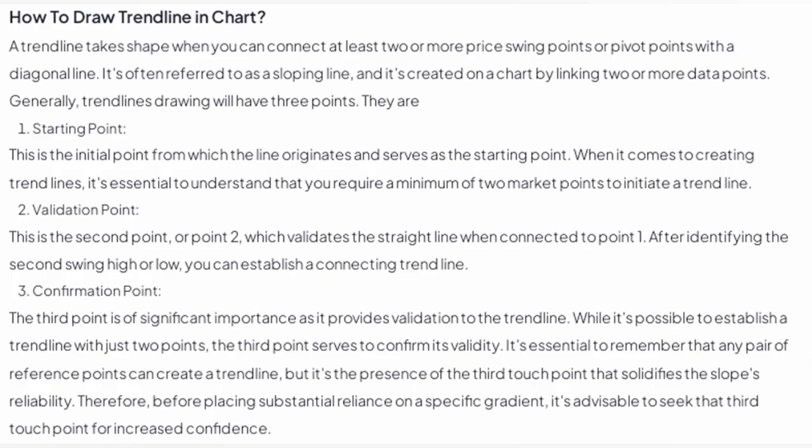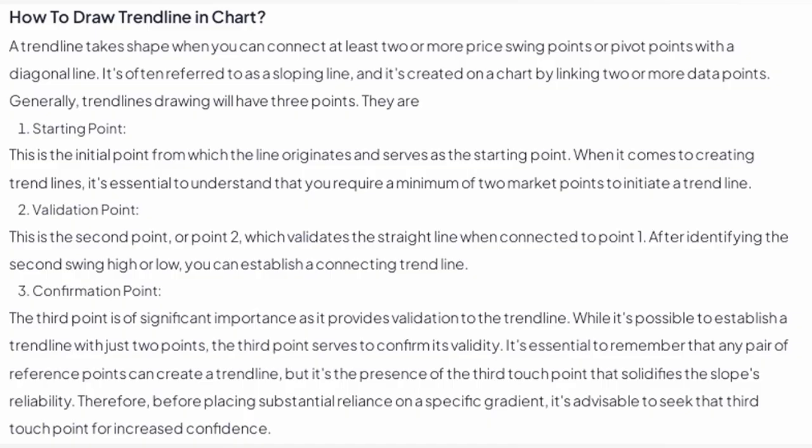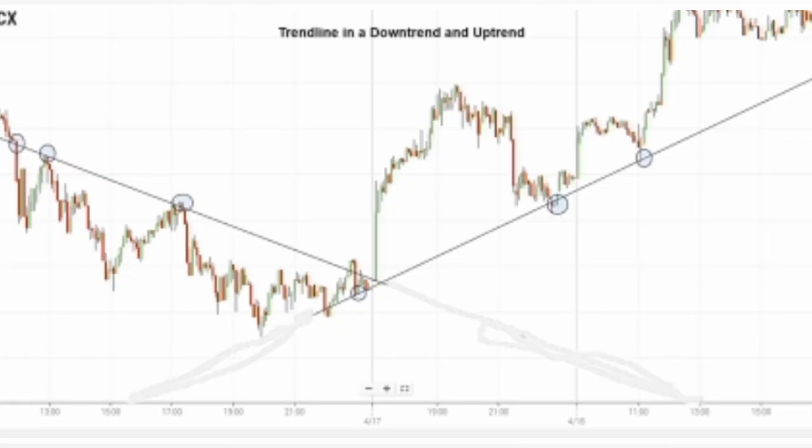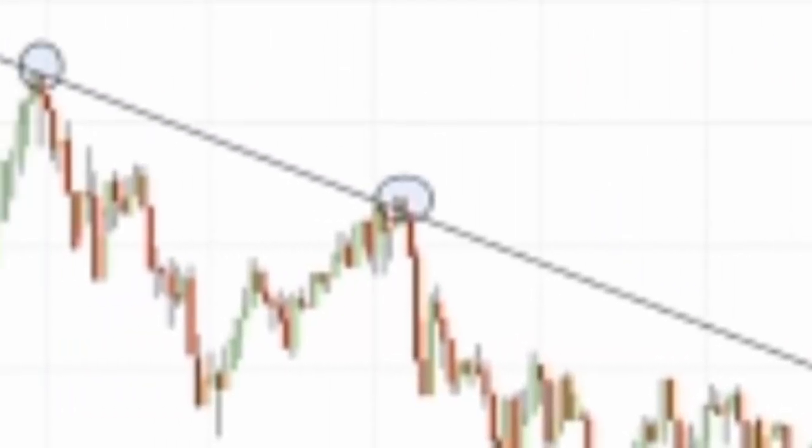They are: Starting point. This is the initial point from which the line originates. When it comes to creating trend lines, it's essential to understand that you require a minimum of 2 market points to initiate a trend line. Validation point. This is the second point, or point 2, which validates the straight line when connected to point 1. After identifying the second swing high or low, you can establish a connecting trend line.